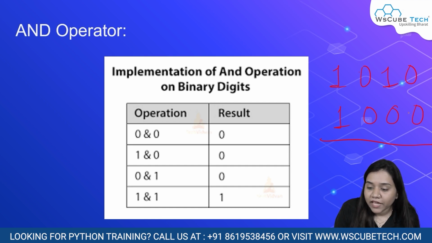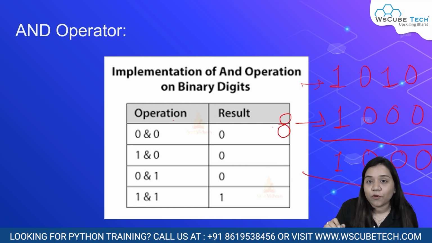Now what I will be doing, I will be comparing it over here. So it says that 0 0 operation gives us a 0. 1 0 also gives us a 0. It says 0 0 again gives us a 0, and 1 1 gives us a 1. So when we apply the AND method on these two binary strings, it will give us 1 0 0 0, which is the binary number of 8.